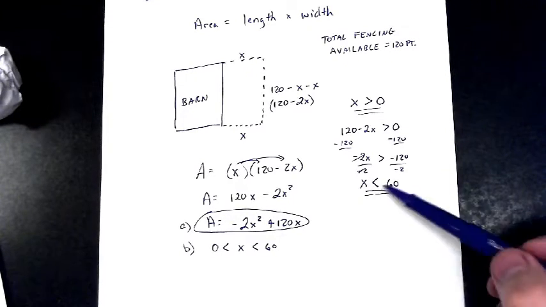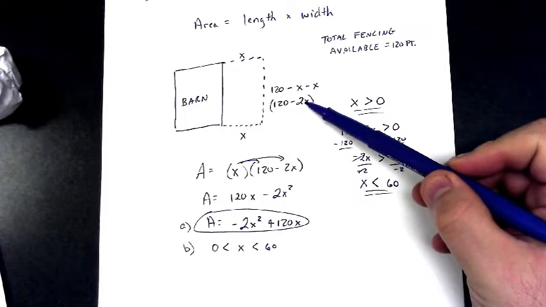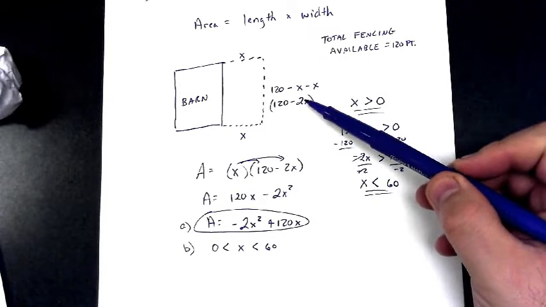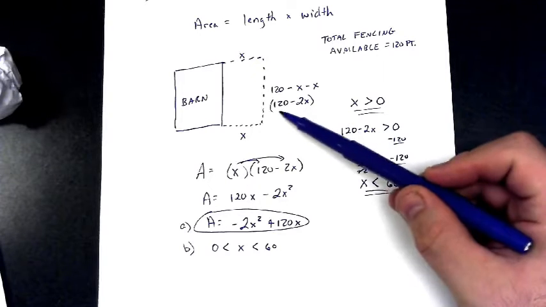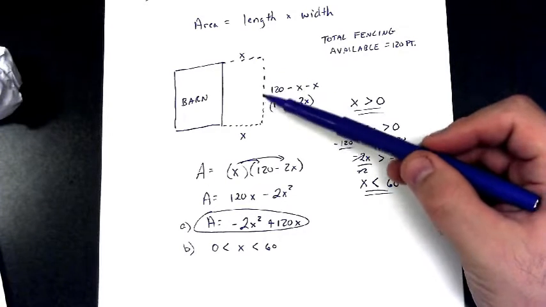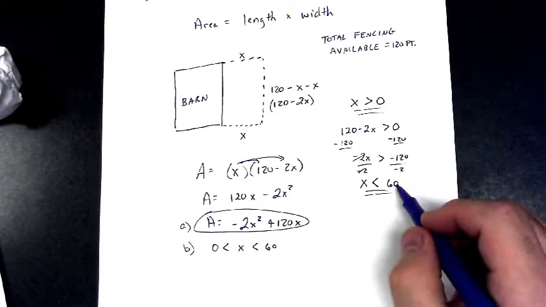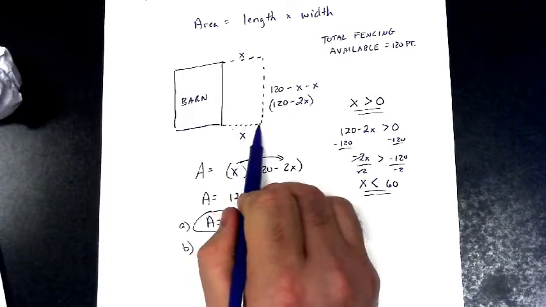Because if we let it equal 60, when we plug it in to our width, 2 times 60 would be 120. 120 minus 120 is 0. And we've already said that this side of the fence has to be something greater than 0. So it cannot equal 60 either. And it cannot equal 0 because this side right here cannot be a 0 length fence.